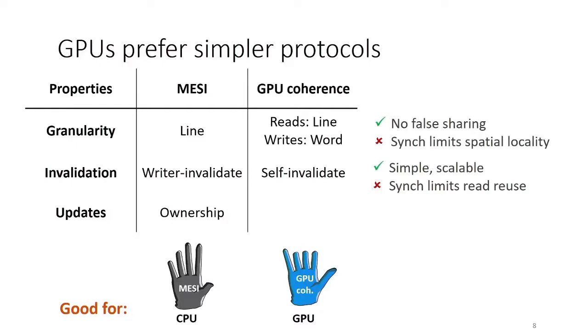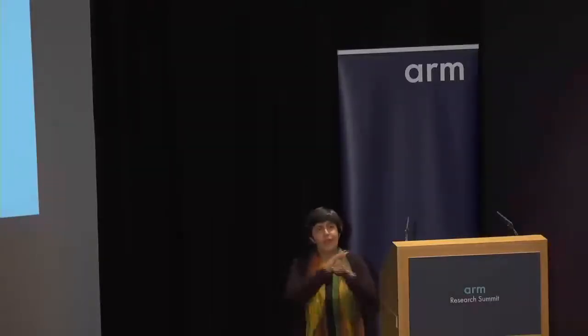For invalidations, what GPUs do is the reader takes charge of invalidating itself. So the reader says, at the next synchronization point, I'm going to self-invalidate my cache. This is great because there is no overhead at all. No extra outside invalidations, acknowledgements, etc. Very simple, but the locality is limited. The reuse is limited to synchronization points.